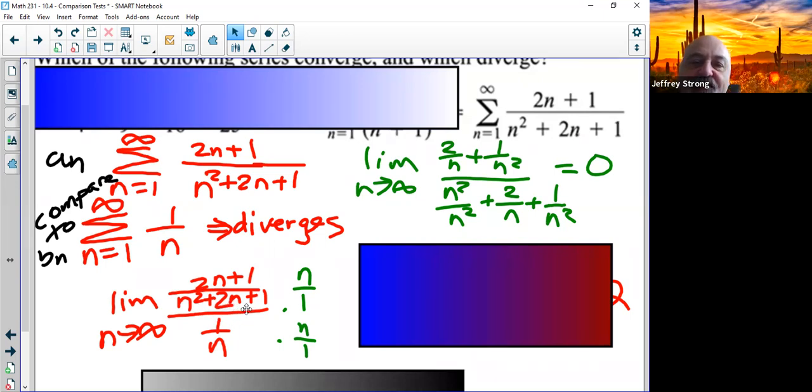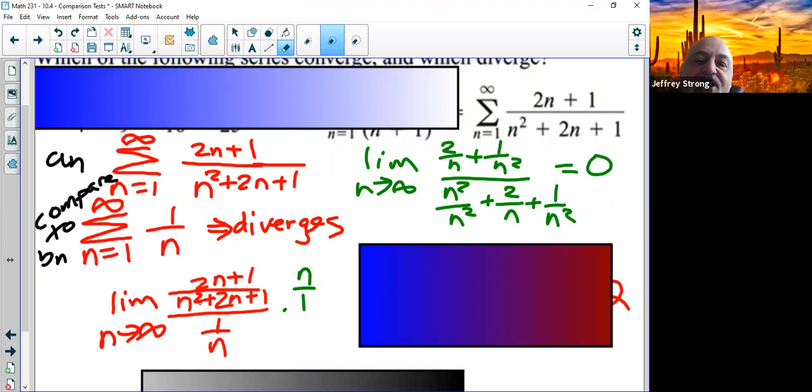And so then, here, dividing by 1 over n is the same as multiplying by n. So I could do it that way. Okay, so I'm kind of showing two ways that you can simplify this.